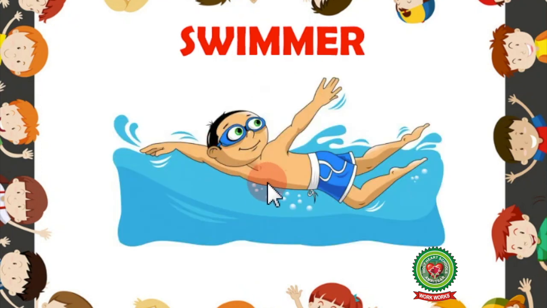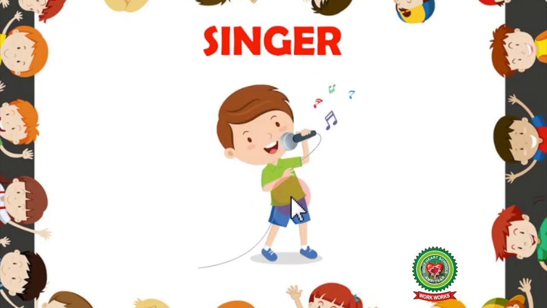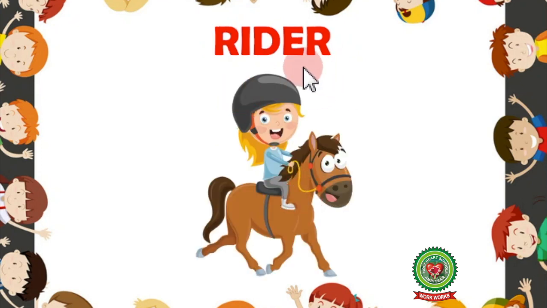Yes. He is a swimmer. S-W-I-M-M-E-R, swimmer. Swimmer is name of a person. Player. P-L-A-Y-E-R, player. Player is also name of a person. Singer. S-I-N-G-E-R, singer. Singer is also name of a person. Rider. R-I-D-E-R, rider. Rider is name of a person.